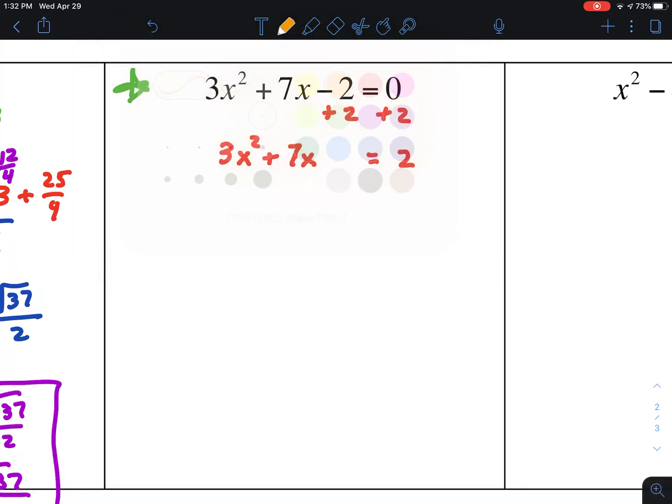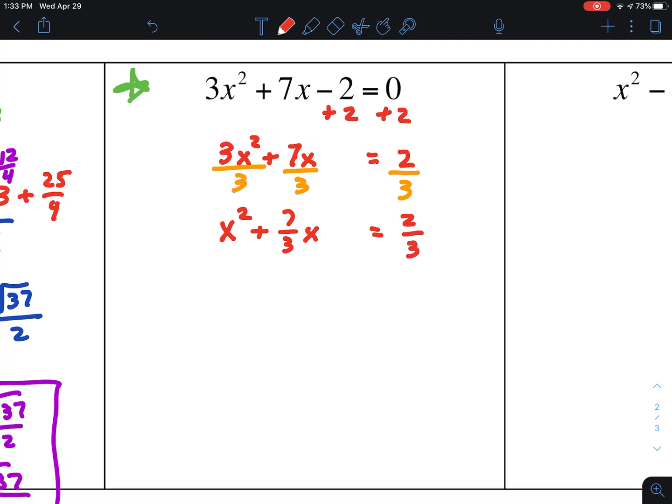And I don't know if you remember, but in step number 1, it said if a is not equal to 1, you need to divide every term by a. Okay, so divide every term by whatever a is. And since a is 3, every term gets divided by 3. That's going to leave us with x squared plus the fraction 7/3 x equals 2/3. Now we're ready to complete the square.